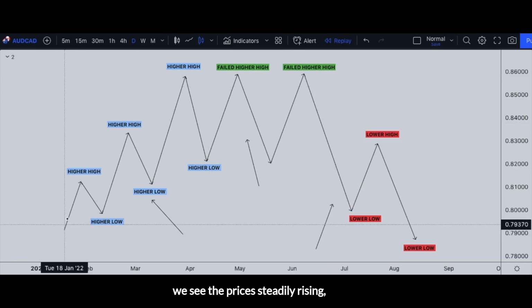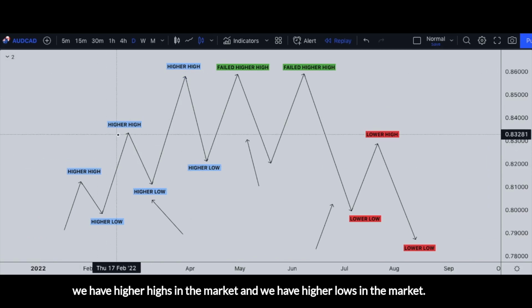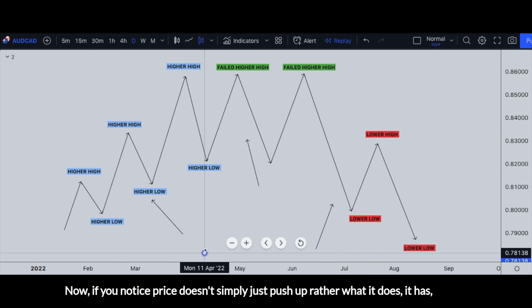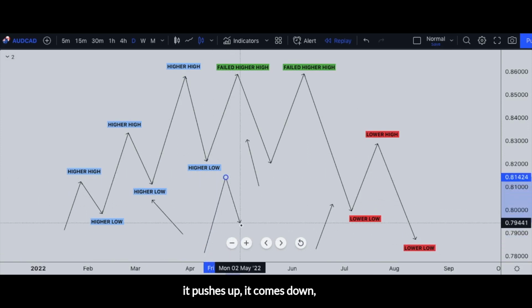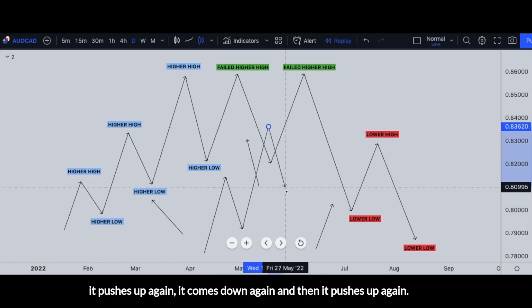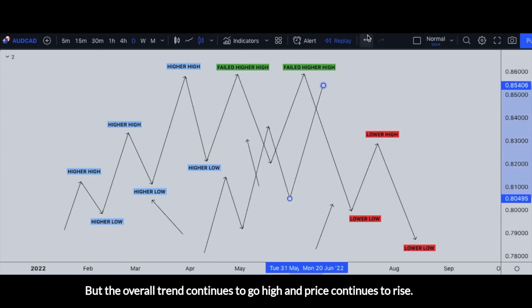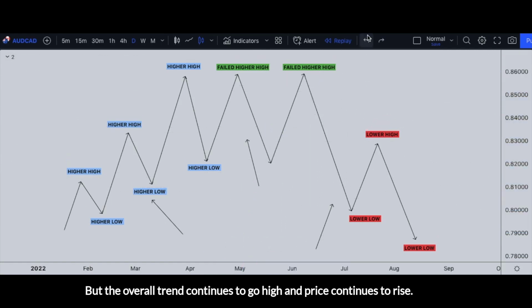In an uptrend, we see the price is steadily rising. We have higher highs in the market and we have higher lows in the market. Now, if you notice, price doesn't simply just push up. Rather, what it does, it pushes up, it comes down, it pushes up again, it comes down again, and then it pushes up again. But the overall trend continues to go higher and price continues to rise.